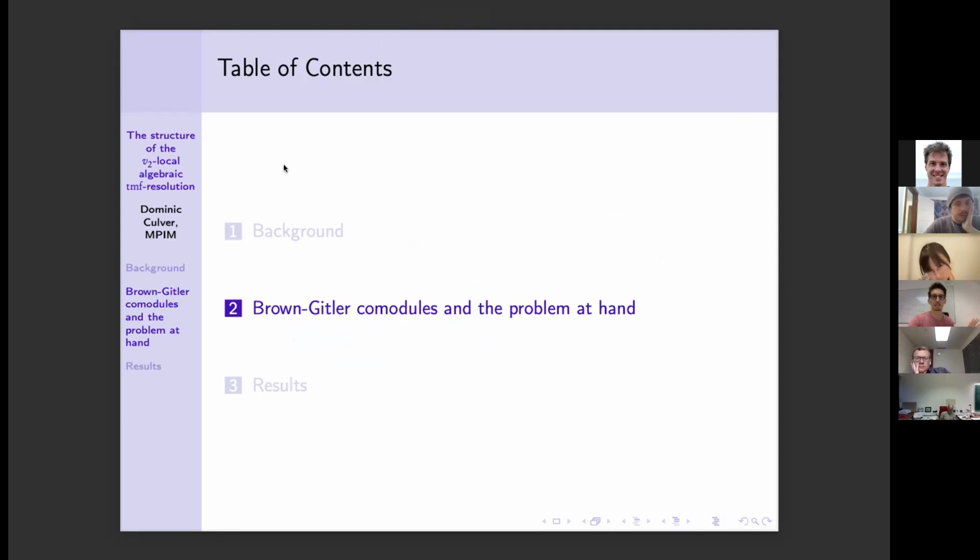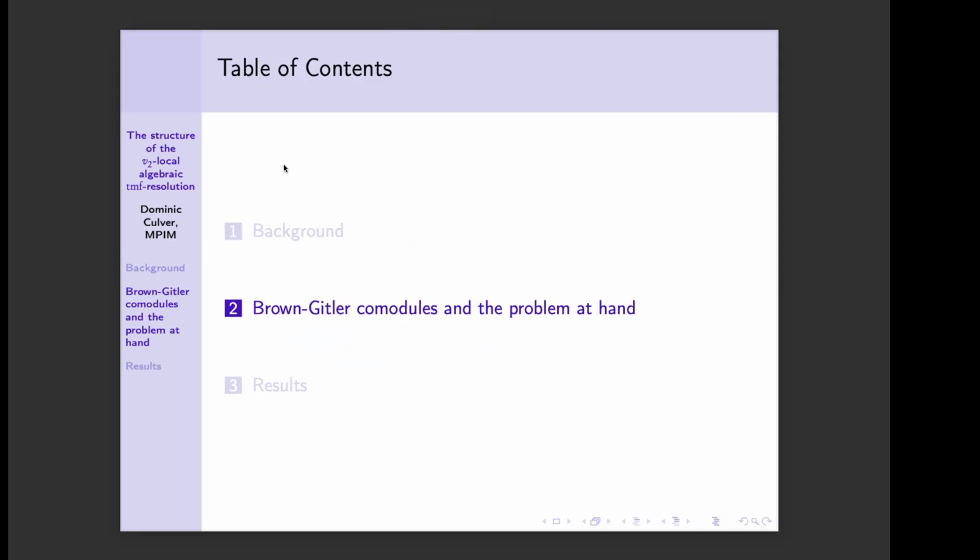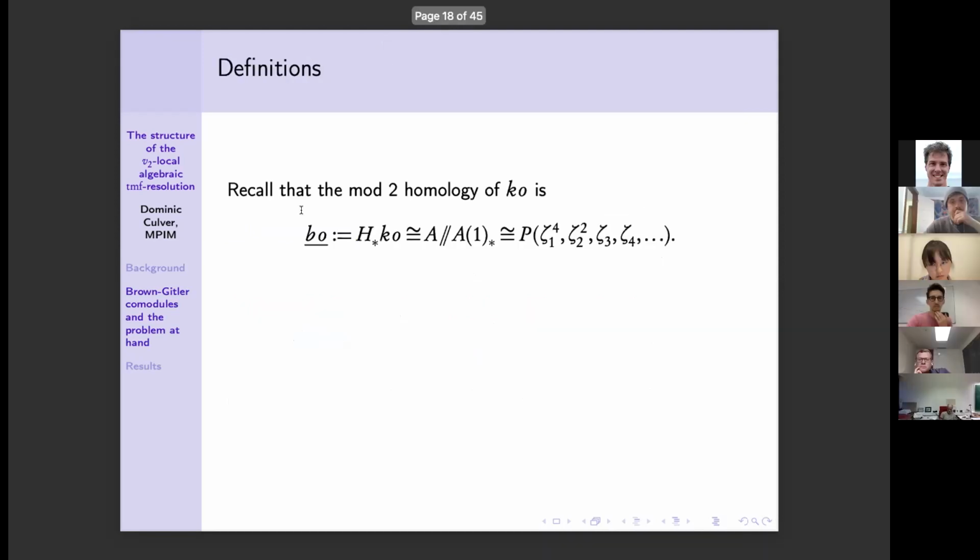Anyway, so now I want to talk about some more of the specific characters involved that come up in studying this E1 page. Oh, sorry, I switched from a K to a B for some reason. Anyway, let me remind you what the mod 2 homology of BO is. That's A mod A1, and it looks very similar to the homology of TMF. It's going to be a polynomial algebra on these zetas.